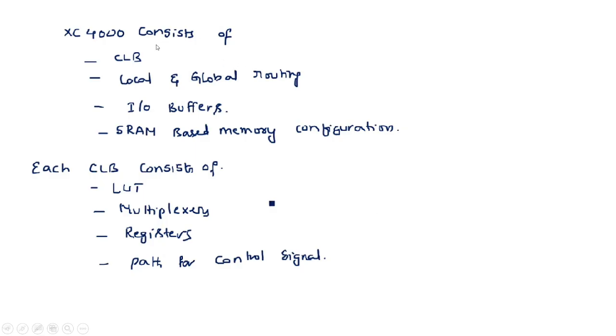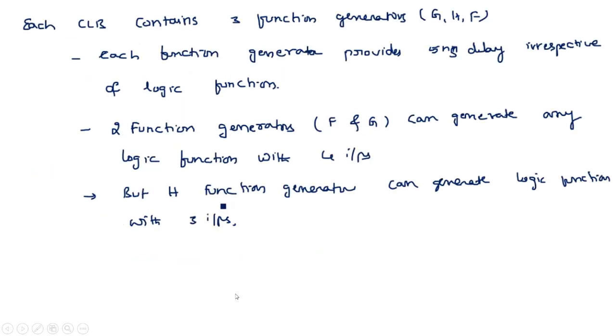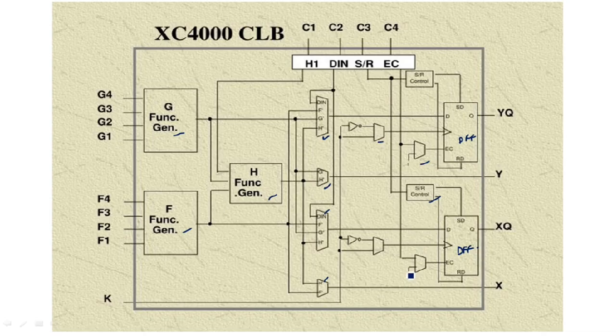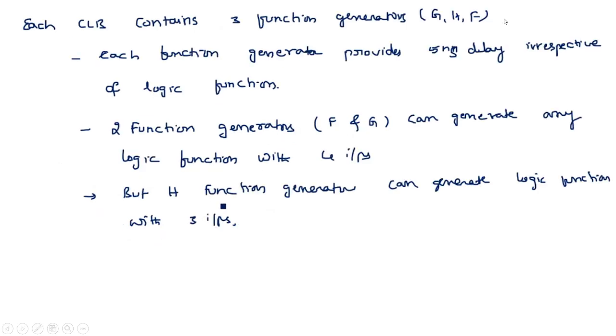The XC4000 consists of CLBs, local and global routing, IO buffers, and SRAM based memory configuration. Each CLB consists of lookup tables, multiplexers, registers, and paths for control signals. Each CLB is divided into G, H, F. Each function generator provides delay respective of logic functions. The F and G function generators can generate logic of 4 inputs, but the H function generator can generate logic functions of 3 inputs.